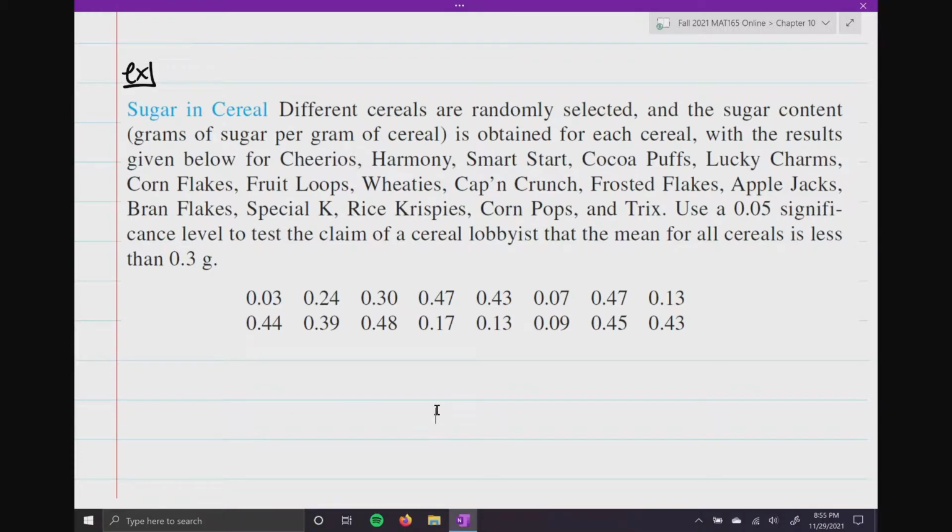So different cereals are randomly selected, and the sugar content, grams of sugar per gram of cereal, is obtained for each cereal with results given below for Cheerios, Harmony, Smart Start, Cocoa Puffs, Lucky Charms, Corn Flakes, Fruit Loops, Wheaties, Captain Crunch, Frosted Flakes, Apple Jacks, Bran Flakes, Special K, Rice Krispies, Corn Pops, and Trix. We use a 0.05 significance level to test the claim of a cereal lobbyist that the mean for all cereals is less than 0.3 grams.